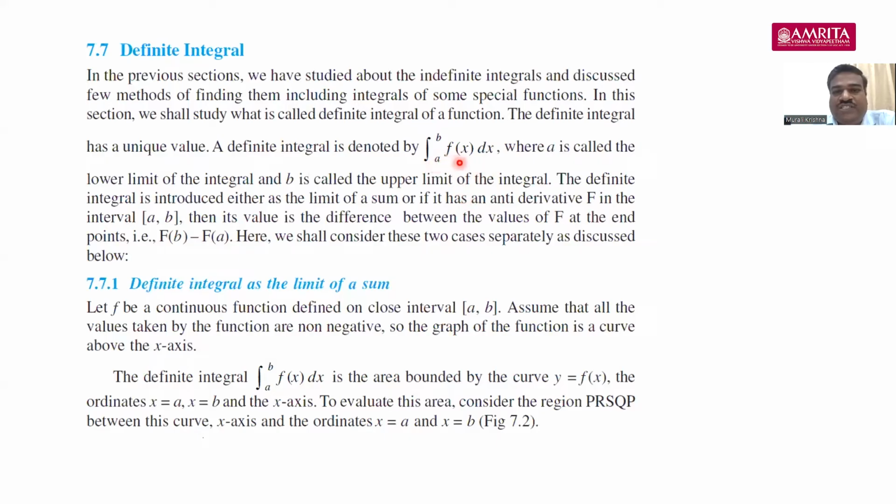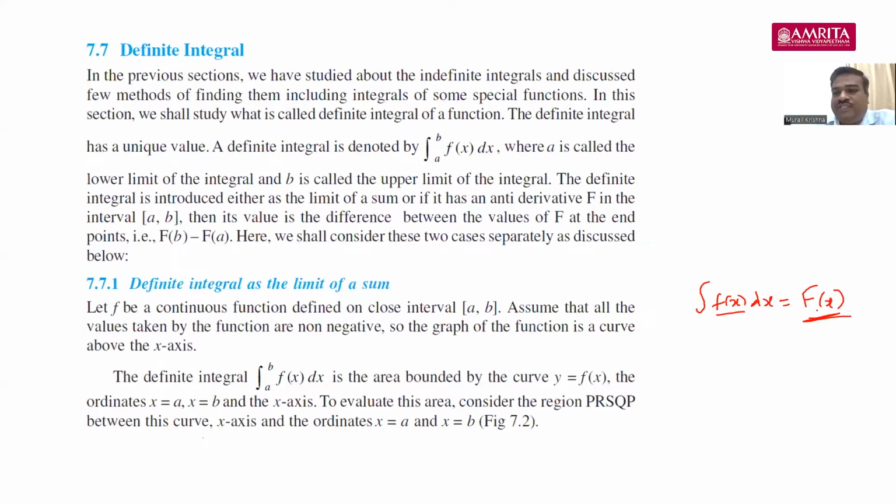If you do integration, just simply integral f of x dx, and our answer is capital F of x. Integral f of x dx is equal to capital F of x. Then this capital F of x is called the antiderivative of this small f of x.